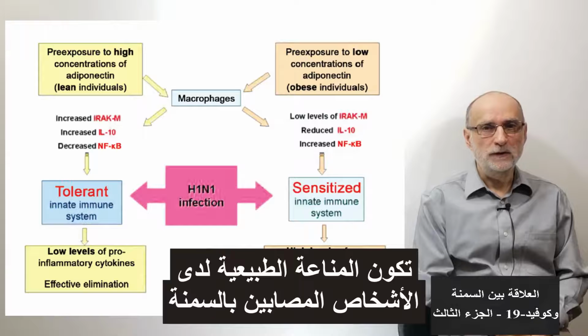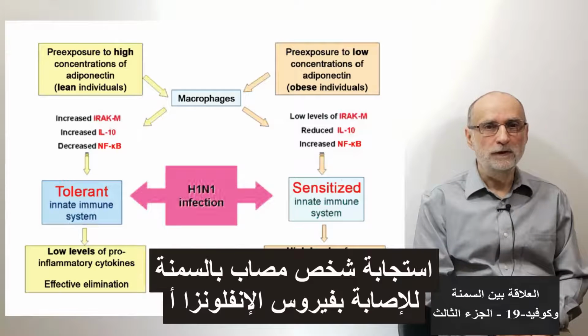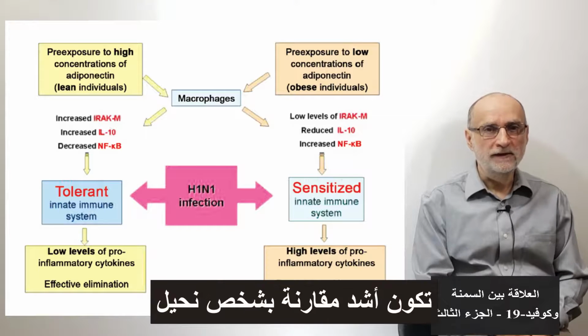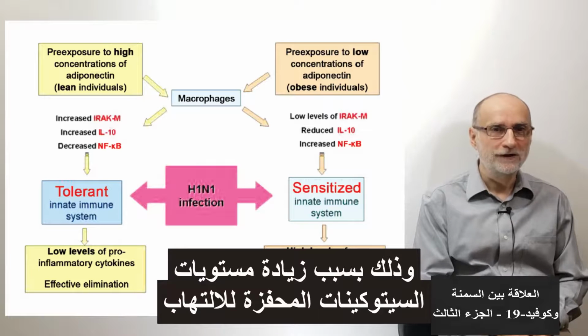The innate immune system of obese individuals who have low adiponectin levels is hyperresponsive to pathogens compared to healthy people. The response of an obese person to H1N1 infection is more intense than that of a lean person, as the levels of pro-inflammatory mediators are elevated.